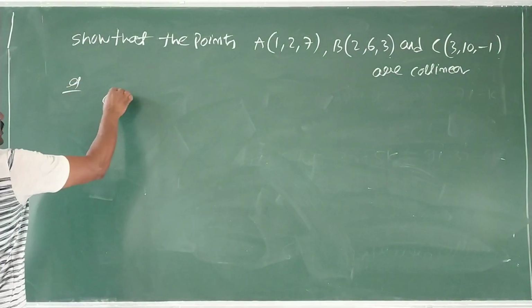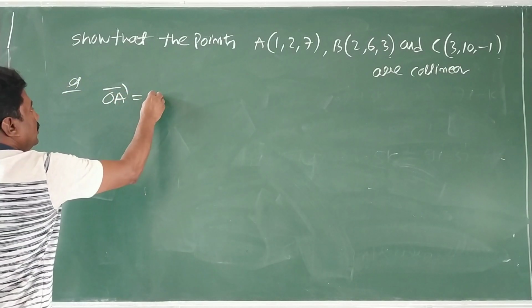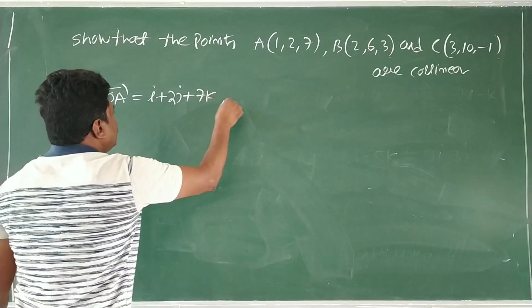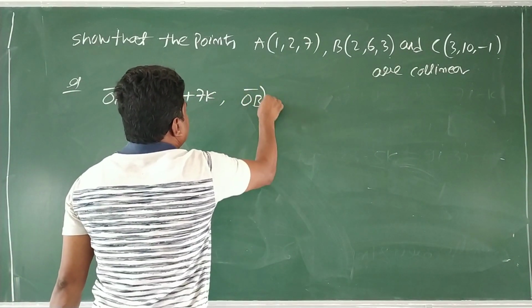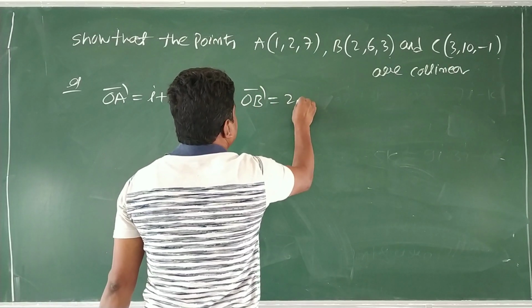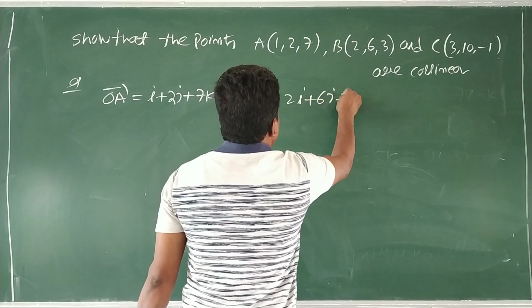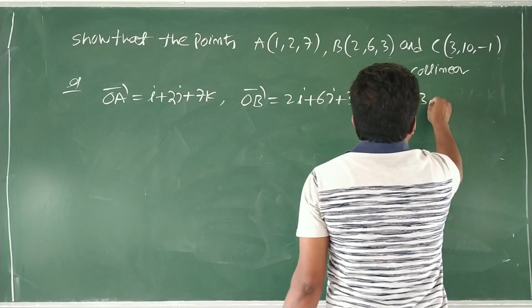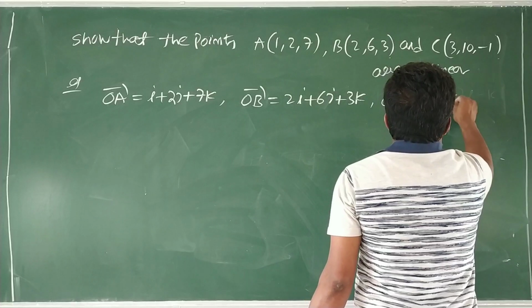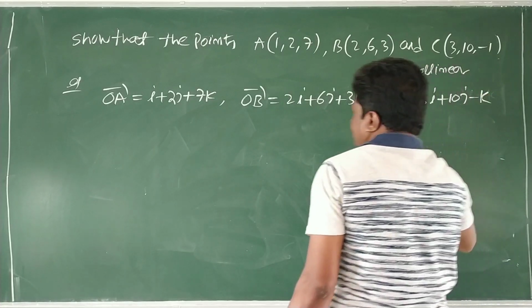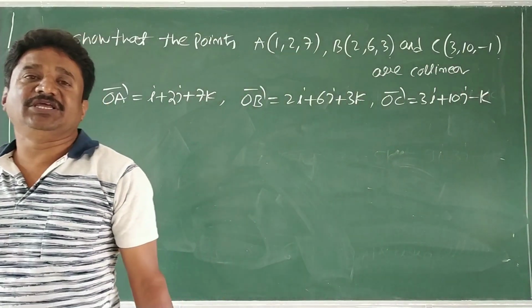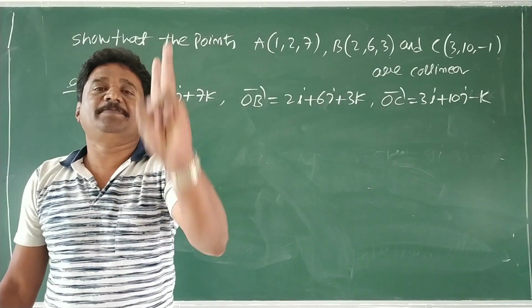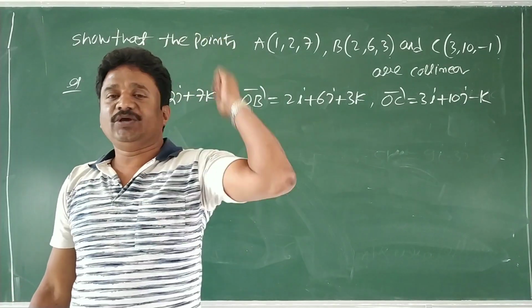Solution: vector OA is i plus 2j plus 7k. Vector OB is 2i plus 6j plus 3k. Vector OC is 3i plus 10j minus k. So how many vectors are required to check collinearity? 2 vectors.